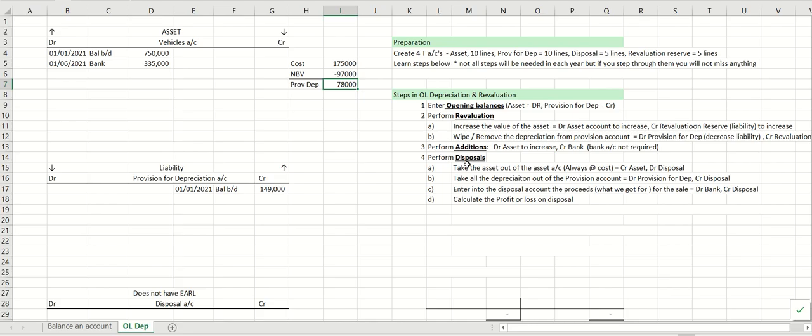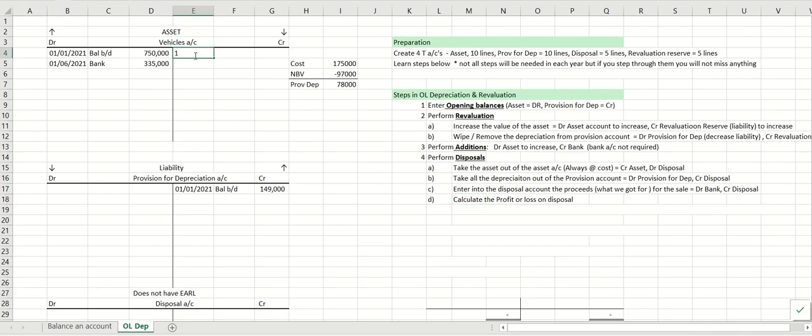So I'm taking the cost of the asset out of the asset account. I'm going to take all of the depreciation, which is that 78,000, out of the depreciation, and then I'm going to enter into the disposal account what we got for it, which we saw there in the question, and we're going to calculate the profit and loss on disposal. Okay, so let's go. So I must take the cost out of cost.